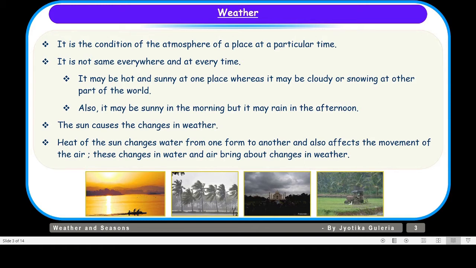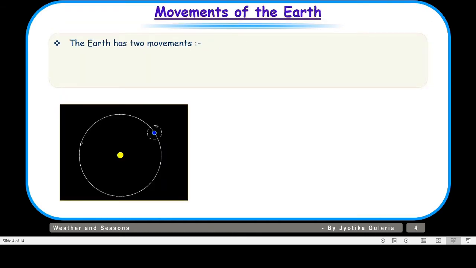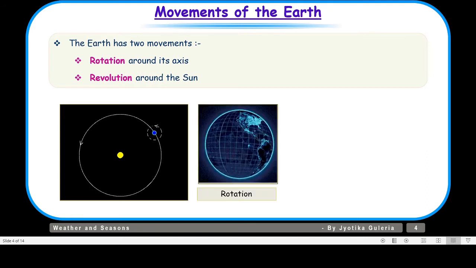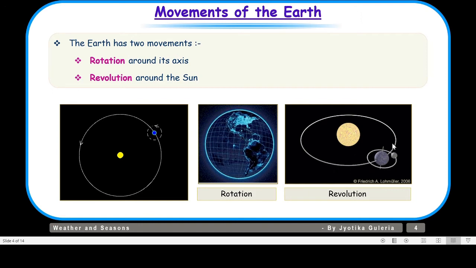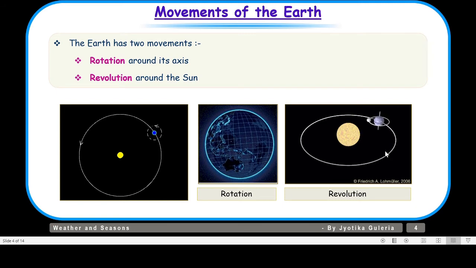So now let us understand the two movements shown by our planet Earth. The Earth has two movements, rotation around its axis and revolution around the sun. So if we talk about rotation, the movement of the Earth on its own axis is called rotation. And if we talk about revolution, it is the movement of the Earth around the sun in fixed orbit.